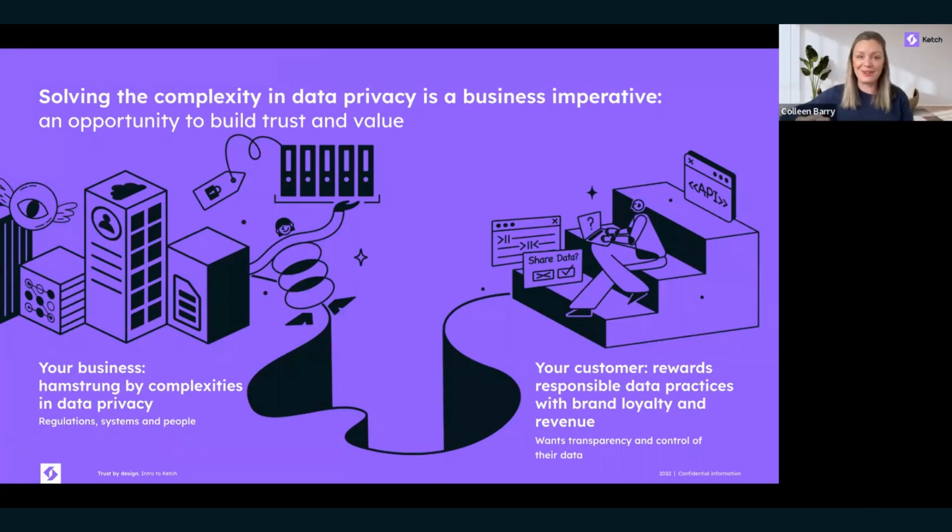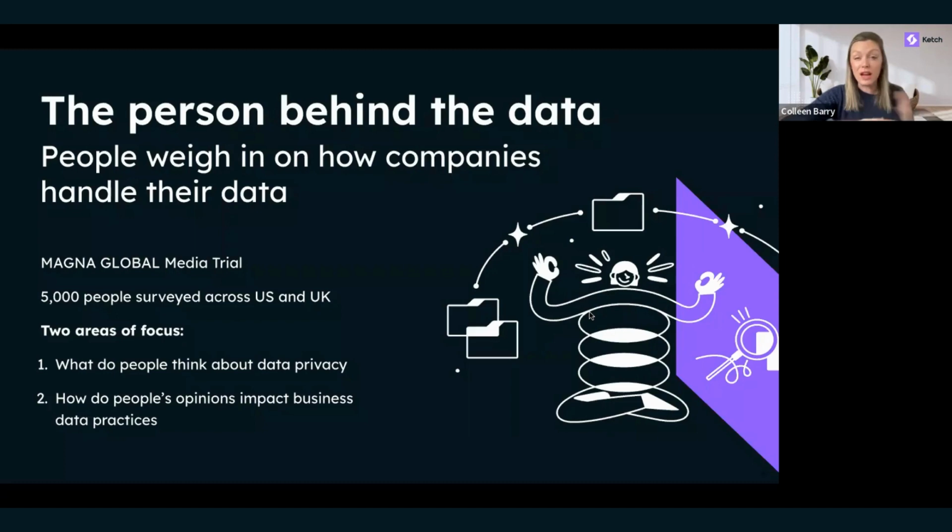A question we often get here is, well, how do you know that, right? Do consumers really want that transparency? Do they really want the control of data? We believe they do, and we had that hypothesis last year. And so in order to prove that out and see if there's real data to support it, we did actually conduct a study. We partnered with a global media research firm, Magna Global, to conduct a study of over 5,000 consumers across the US and UK. We asked for two areas of focus when we asked the questions for the study.